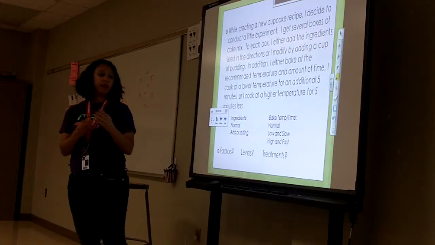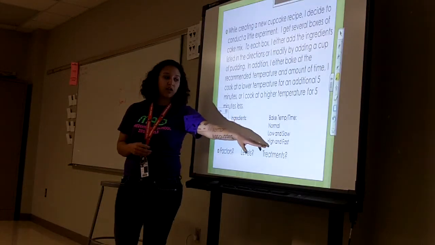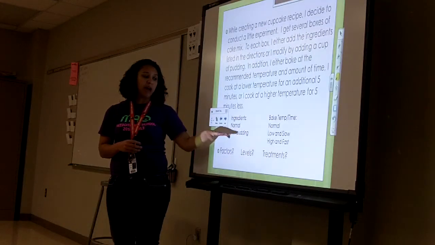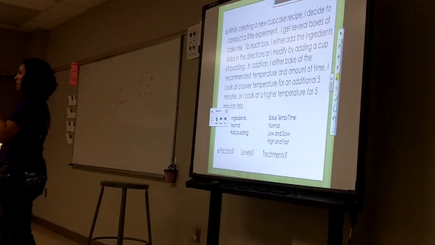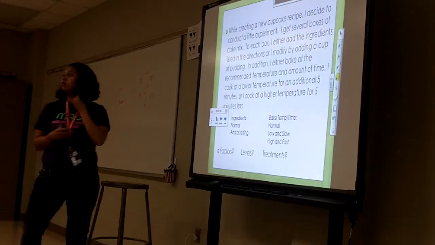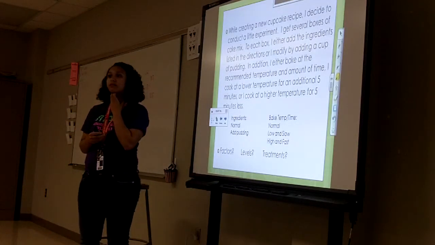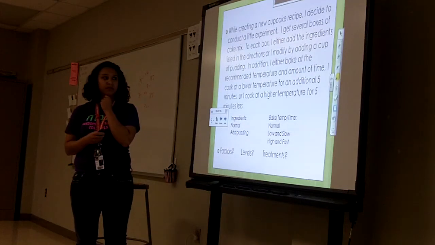Treatments is the combination. I have my normal ingredients with normal bake time, low and slow, high and fast. And then with my added pudding, normal, low and slow, high and fast. So how many different treatments do I have? I have 6 different treatments. The levels are of the factor, normal or add pudding, right? It's 3 times 2, which is 6.